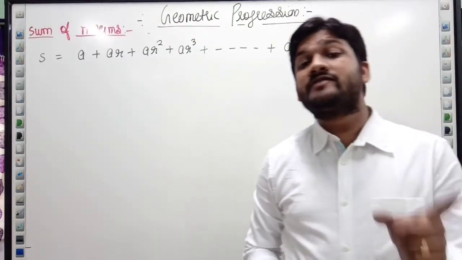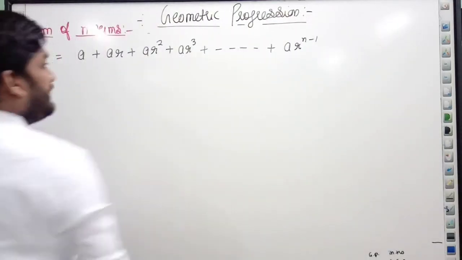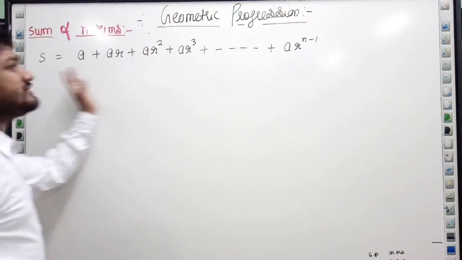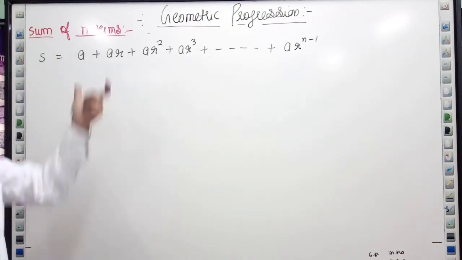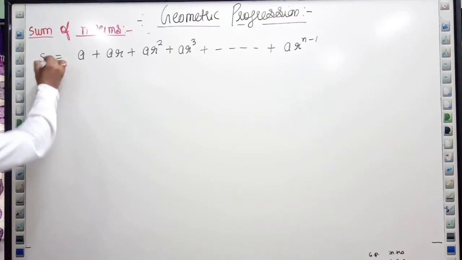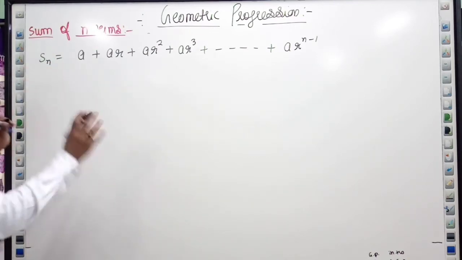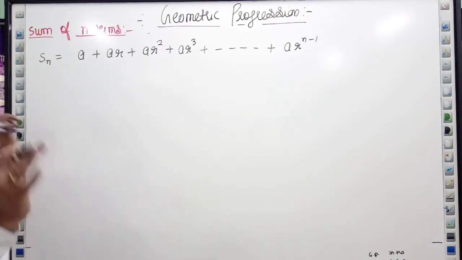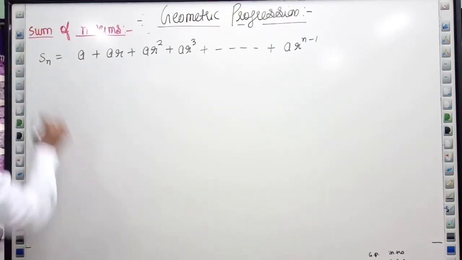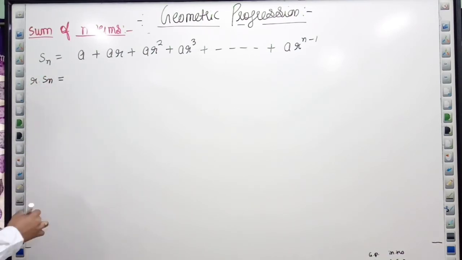Now next we have the sum of n terms of a GP. I have written a GP and I have used the series. The summation sign is here. I need to calculate this S. What is this S? I can also write it as Sn. Now what am I going to do? Pay attention. I am multiplying R on both sides. So what will I get? R into S, or R into Sn.